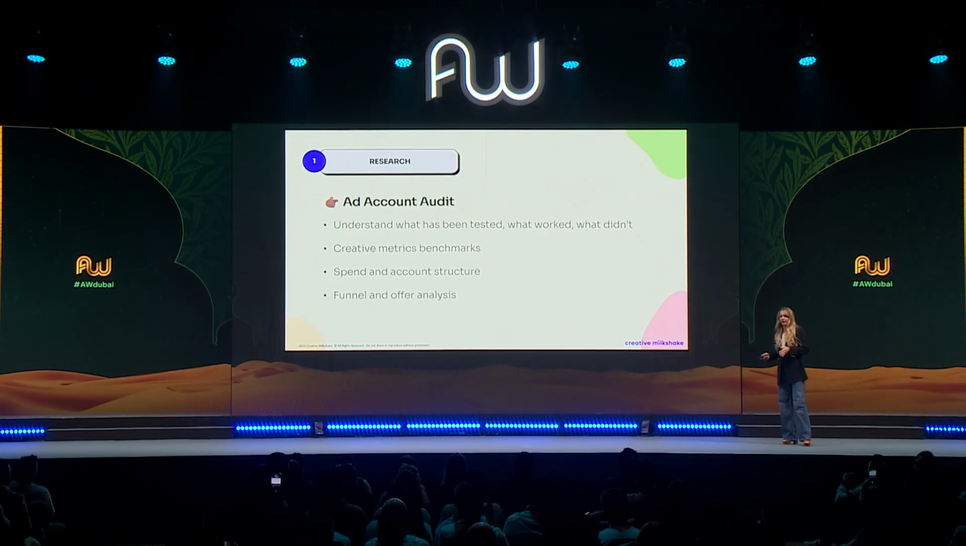Why is this important? Because before you can answer the question of what ads you actually need to do, you need to understand the ad account, because no ad account is the same. You need to understand what has been tested, what worked and what didn't, and set your creative benchmarks. You can say, for example, a 1% plus CTR is good, a hook rate of 30% or more is good, but that's not necessarily true for every single ad account.